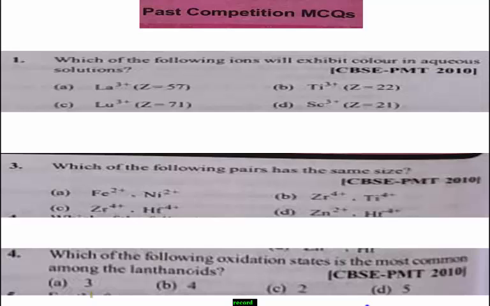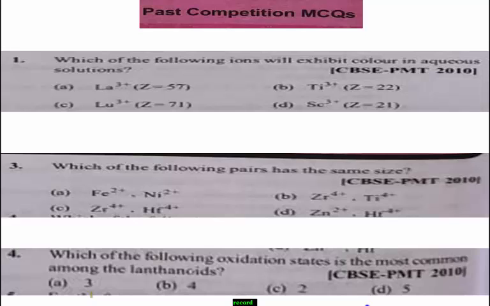Next option Ti3+, titanium. You know titanium's atomic number is 22, but the 3+ means 3 electrons are lost, so the remaining electrons are 19. Therefore, I write the electronic configuration argon 3d1. Argon 3d1. Yes, 3d1 means it contains one unpaired electron, therefore it is colored.